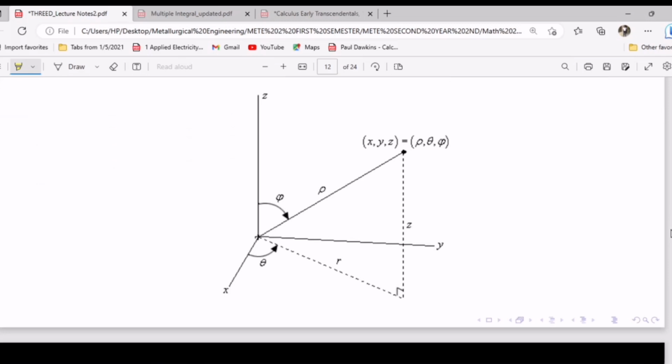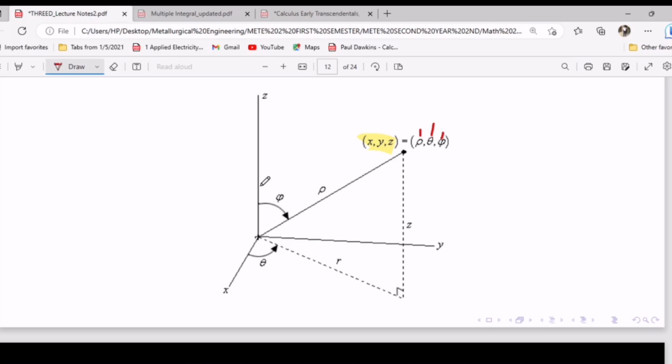So we are changing the Cartesian coordinate system into the spherical coordinate system. With the spherical coordinate system, we are dealing with rho, theta, and phi. What about the cylindrical coordinate system? We deal with r, theta, and z.